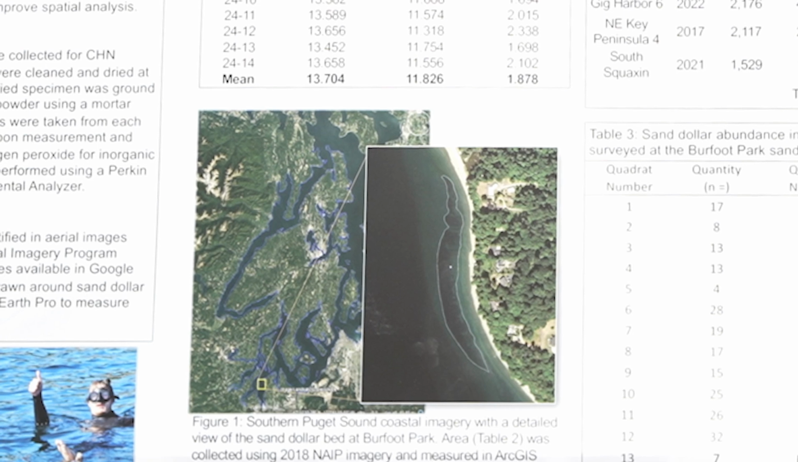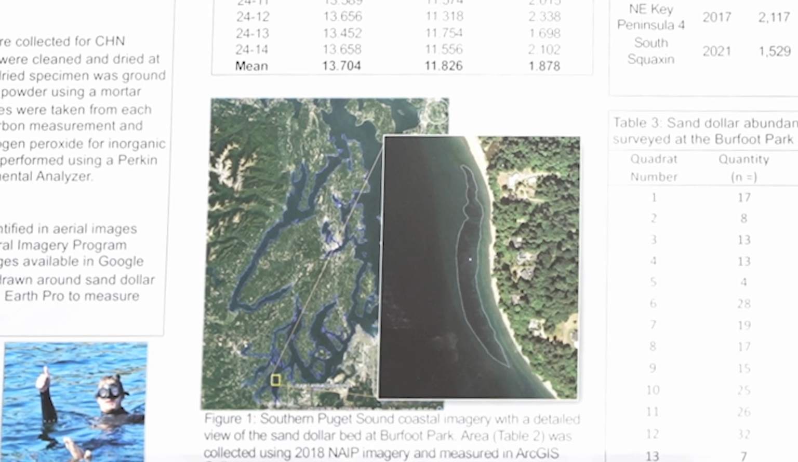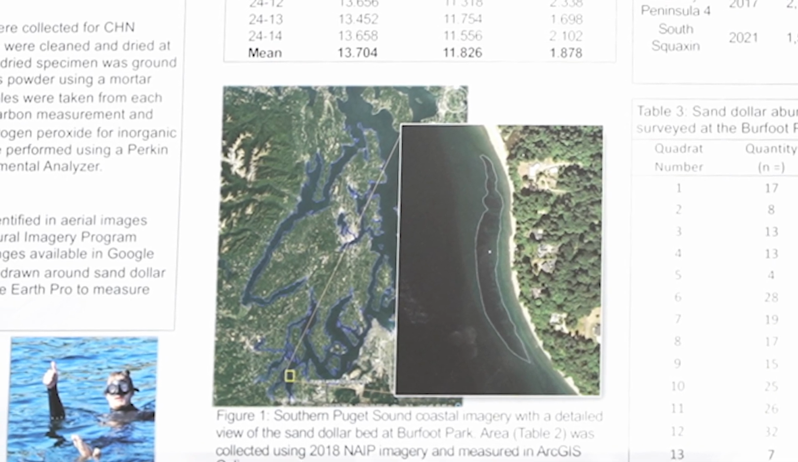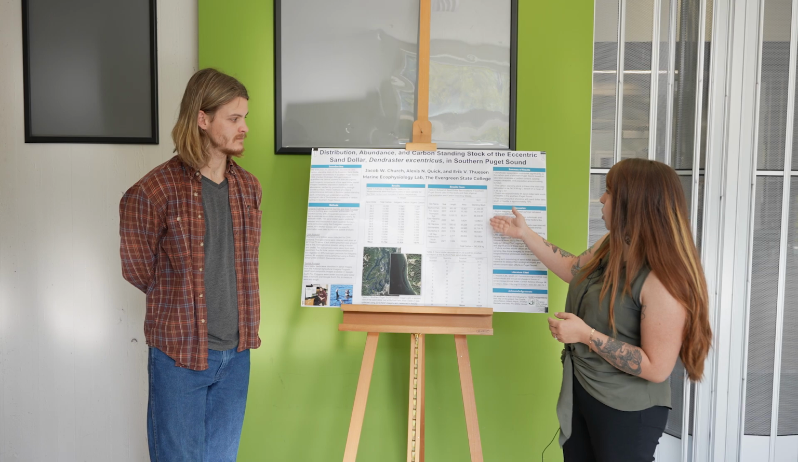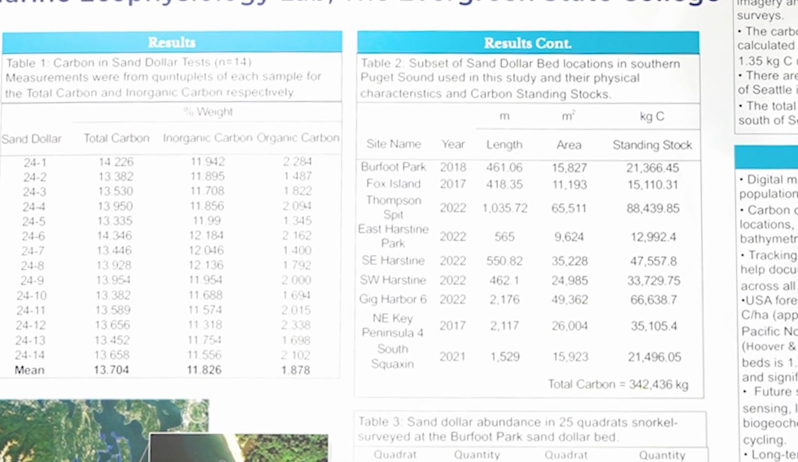images of 9 different sand dollar beds in the Puget Sound that we were able to track over 10 years. We were able to use some of the programs within ArcGIS to find out the square meters of each of these beds and how these change over time. These are actually some of our links and areas of some of these beds. Here we zero in on Burfoot Park, which a lot of people know around here.